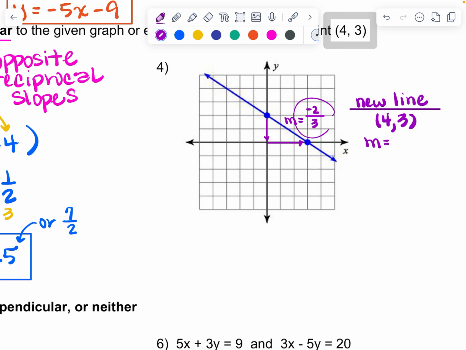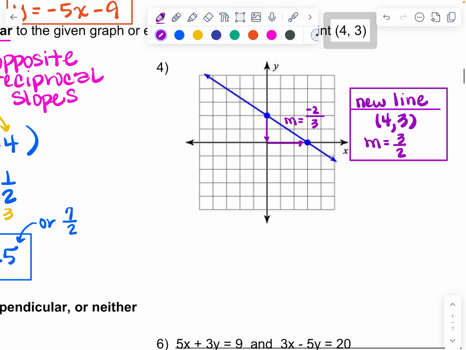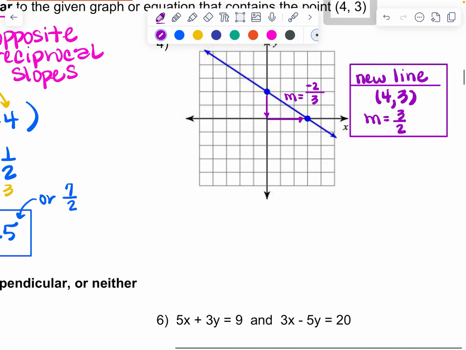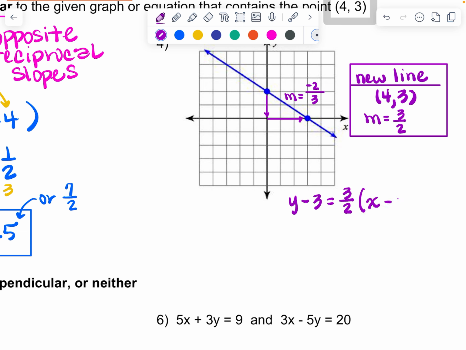So my slope was negative, so I want a positive slope this time, and I'm going to reciprocate or flip the fraction. So I need my line to have a slope of positive 3/2. That would be our opposite reciprocal slope. And we're right back to where we started, or where we get to for every problem. I've got a point, I've got a slope, so I'm going to do point slope form. So y minus 3 equals m, or my slope, times x minus 4.